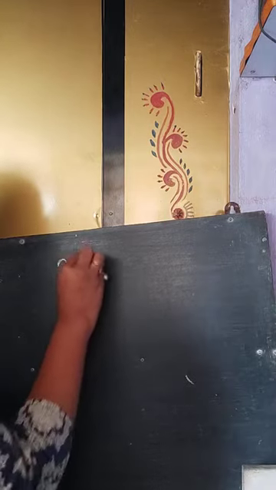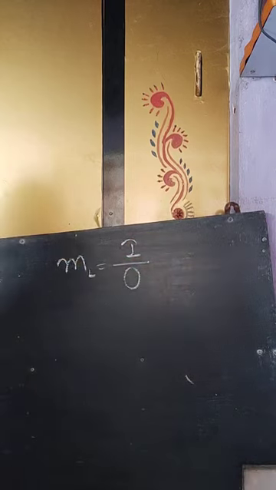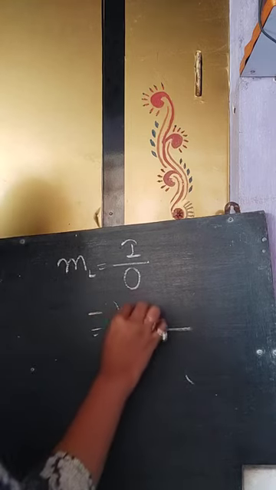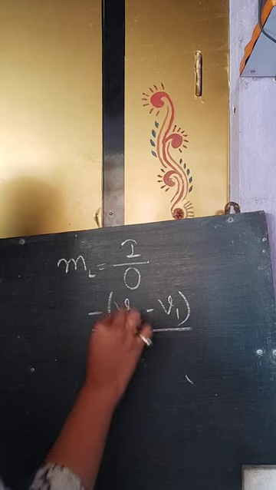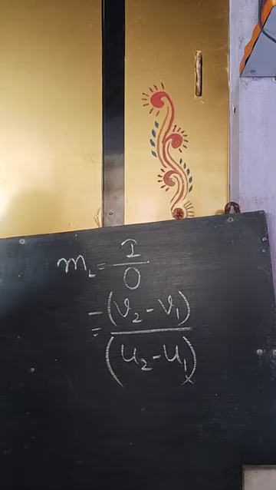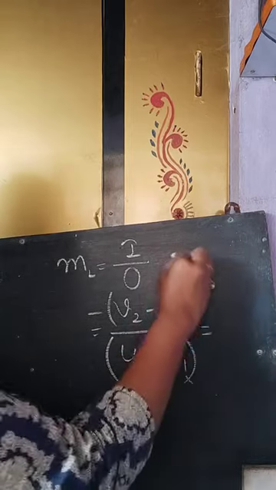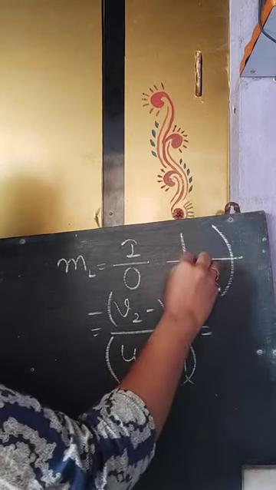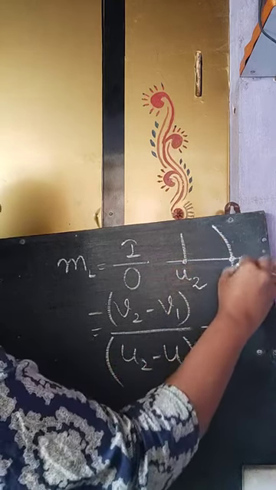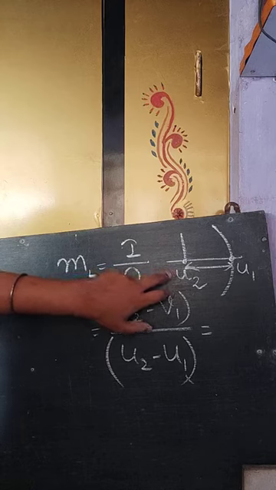So how can you represent this longitudinal magnification? The longitudinal magnification ML can be defined as I by O, that is image height by object height. Image height can be written as V2 minus V1 and object height as U2 minus U1. Why have I given this? Suppose this is the U2 position and the pole has the U1 position. So the distance of the object from the pole will be U2 minus U1.